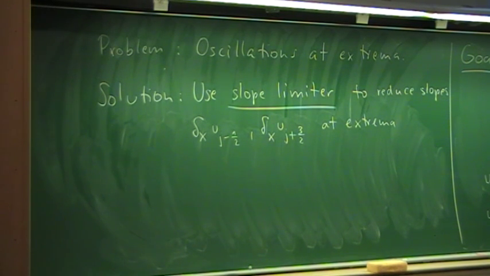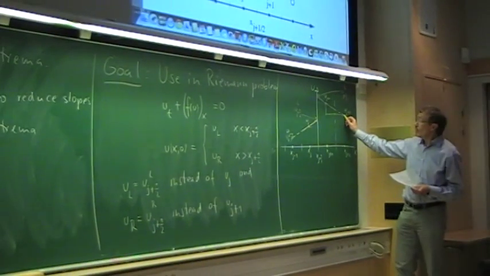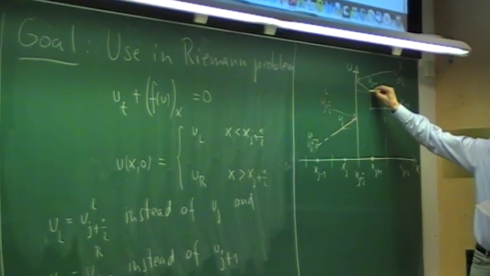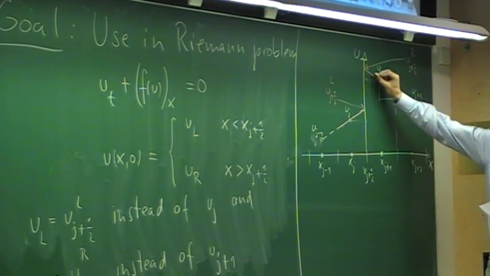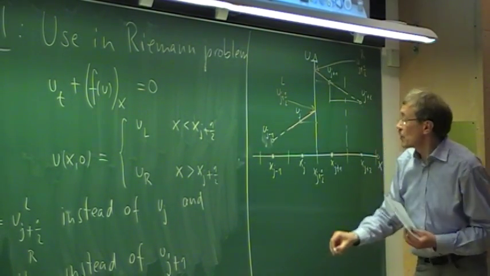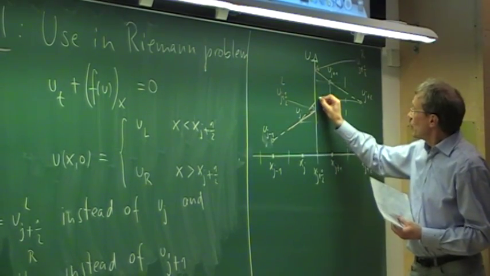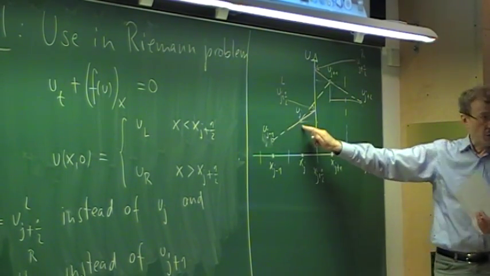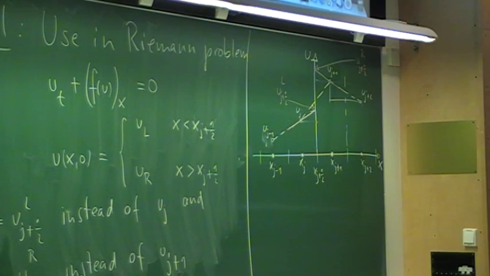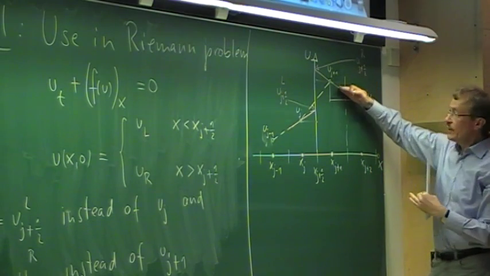If we start with the extrema, then we have here the example. For the right reconstruction, we use the slope from uj plus 2 to uj plus 1, and we get this slope here, which is negative. But we could also have used the slope between uj plus 1 and uj across the face. If we had done that, we had seen that that slope is positive. So here we have a positive slope, here we have a negative slope.